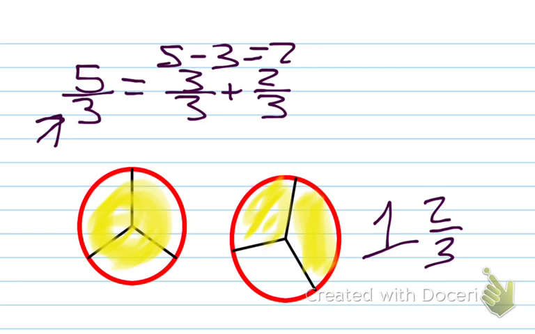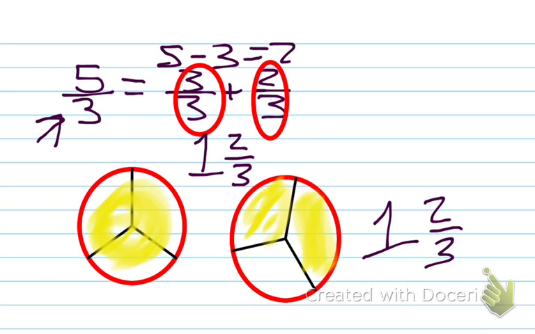So that means I have 3/3 and I have 2/3. So this 3/3 gives me 1 and I have 2/3 left over. So this equals 1 and 2/3. Okay? Let's look at another one.